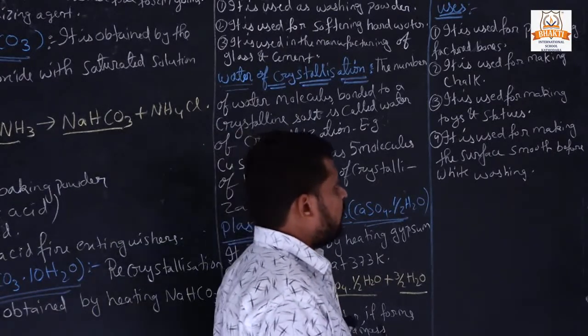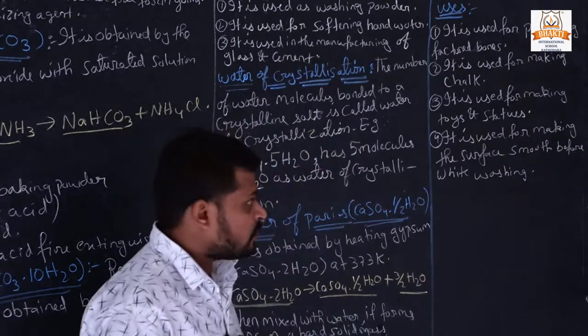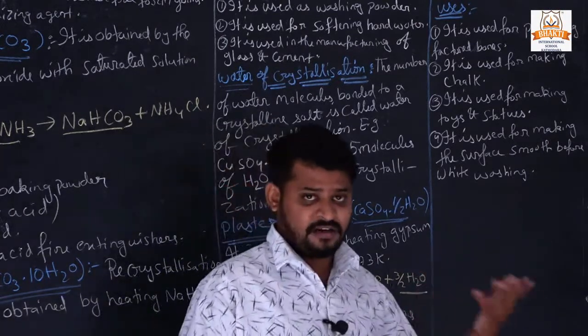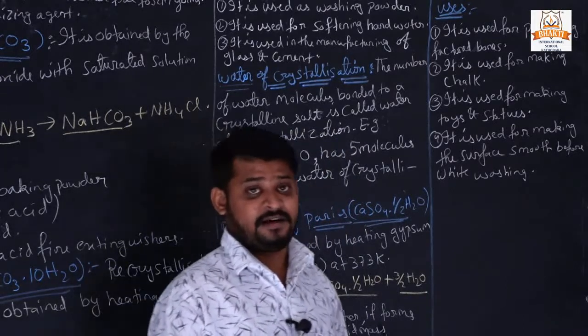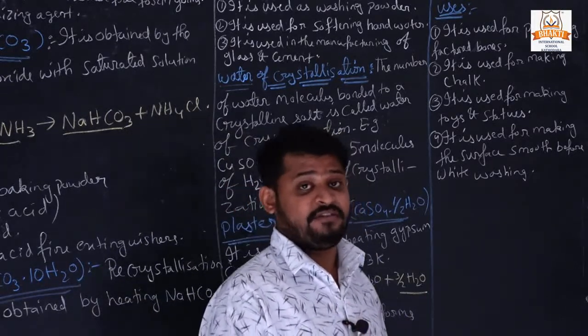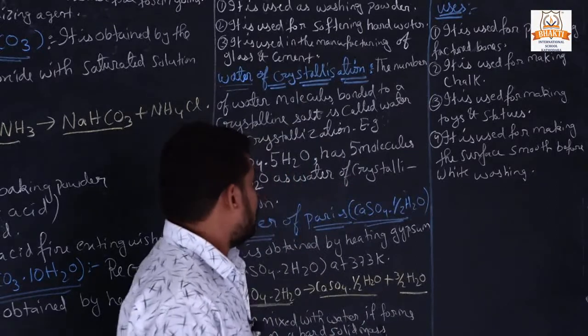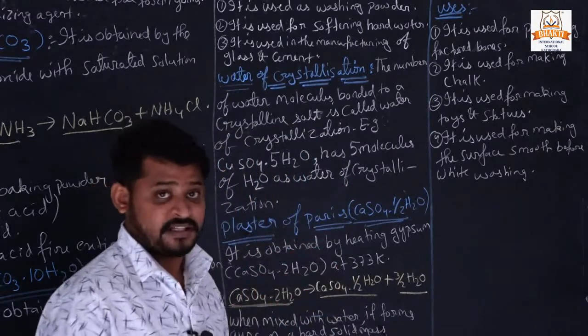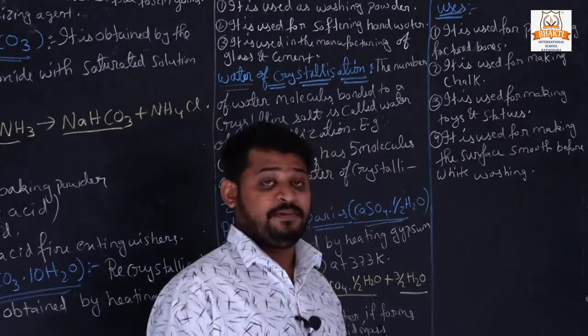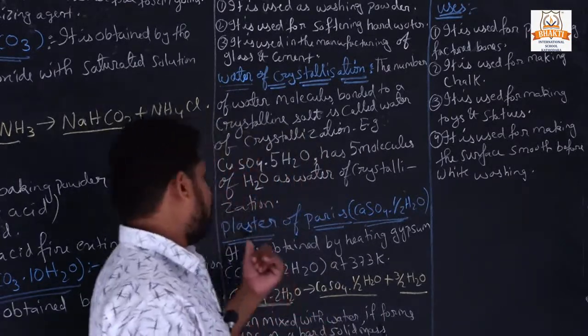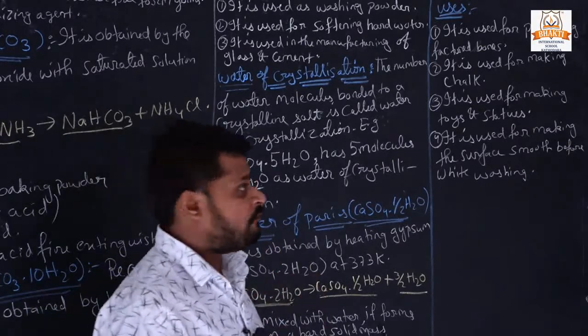It is used for making toys and statues. Now Ganesh Chaturthi is coming, and the statues that we make are made with plaster of Paris, POP. We say the statues are POP. Then what is POP? The full form of POP is plaster of Paris.